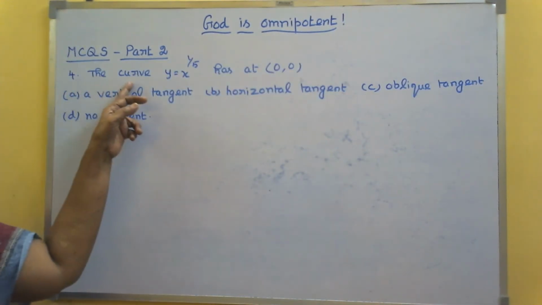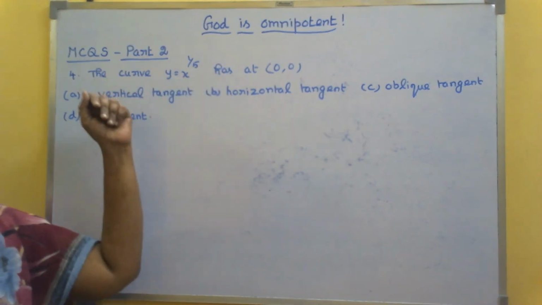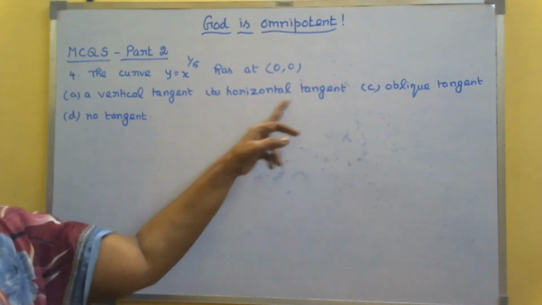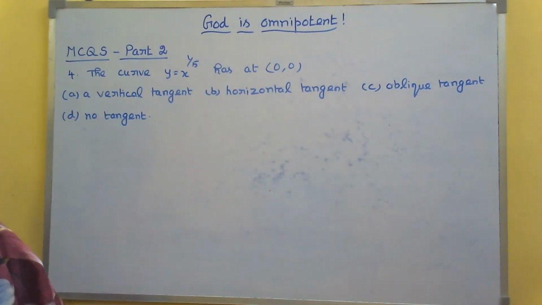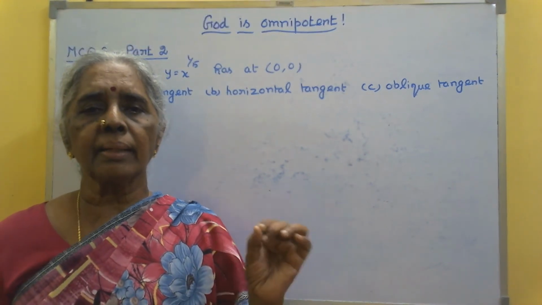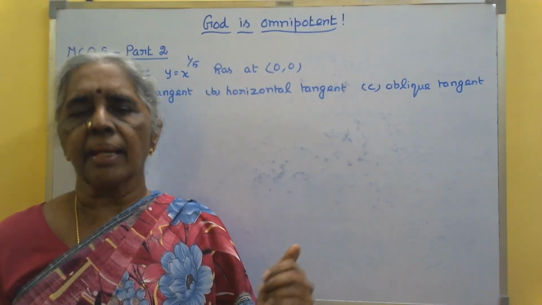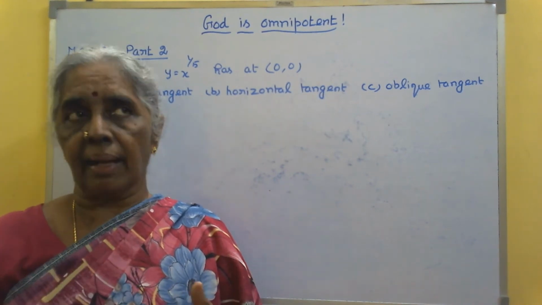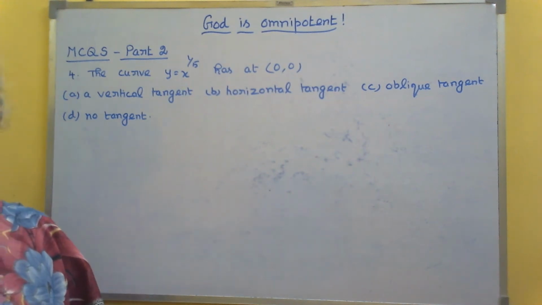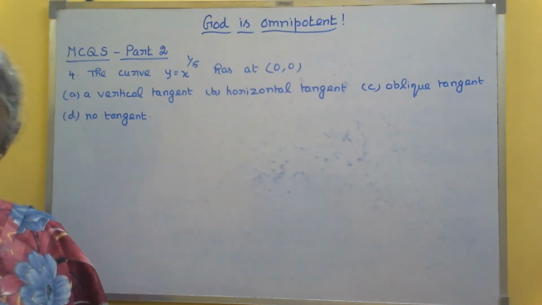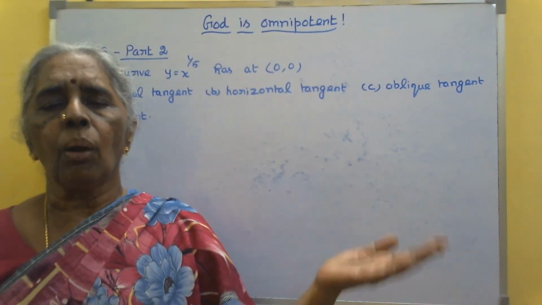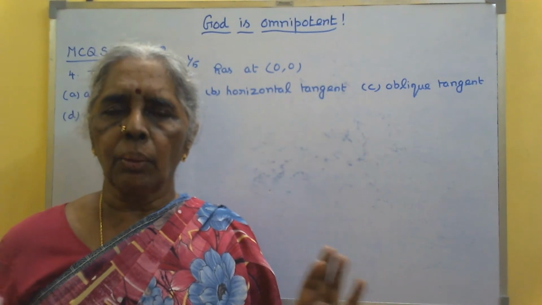Fourth sum. The curve y is equal to x power 1 by 5 has at 0, 0: a vertical tangent, horizontal tangent, oblique tangent, or no tangent. You know a vertical tangent means it will be parallel to the y-axis. Horizontal tangent means it will be parallel to the x-axis. Oblique tangent means it will be just a slant line, right? When a tangent is parallel to the x-axis, dy by dx is equal to 0. When it is parallel to the y-axis, dy by dx is infinity or dx by dy is equal to 0. Okay, these are the concepts.